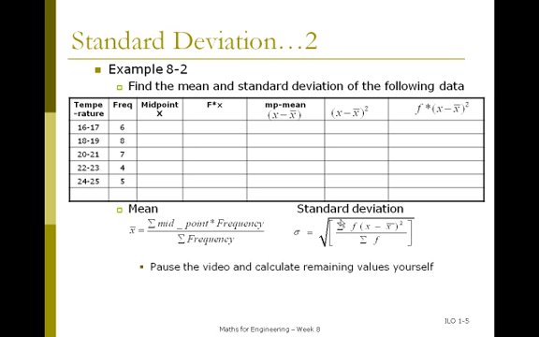So pause the video for a few minutes now and calculate the remaining values yourself in the table. Firstly, entering the midpoint. Secondly, filling the column the frequency times the midpoint, fx. Then the next column, which is the midpoint minus the mean. Then the next column is the midpoint minus the mean, squared. And lastly, the last column is the frequency times the midpoint minus the mean, squared. So take a few minutes and complete the table.